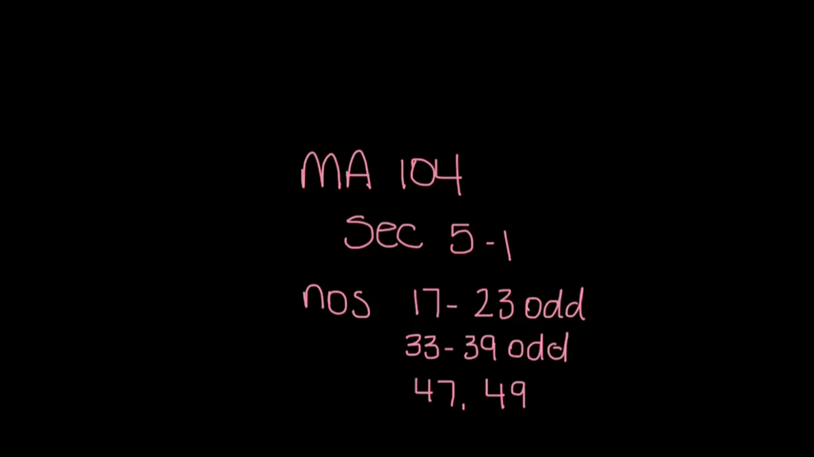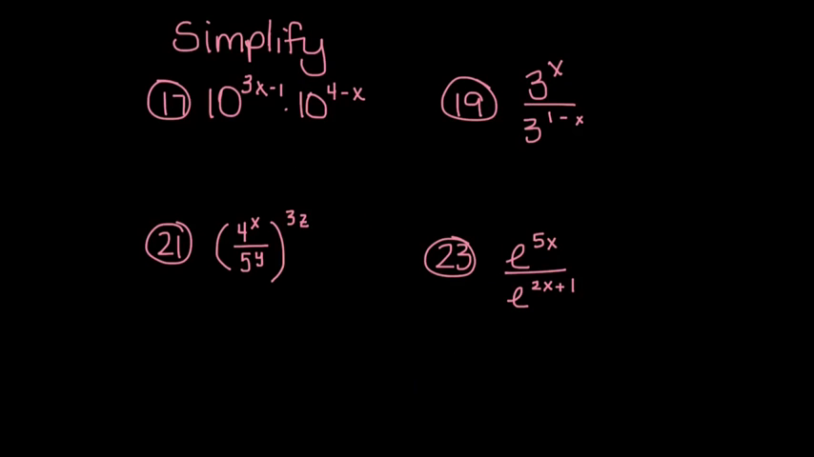This is Section 5.1 of MA 104. We're asked to simplify each of these expressions, and if you look at numbers 17 and 19, you can see that 17 is a multiplication problem where we're multiplying factors with the same base. 19 is a division problem where we're dividing factors with the same base.